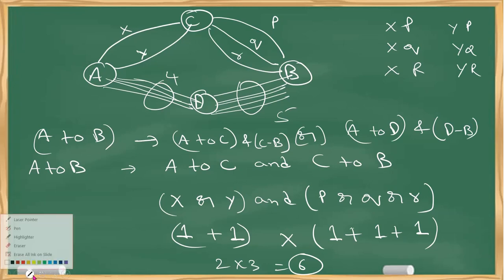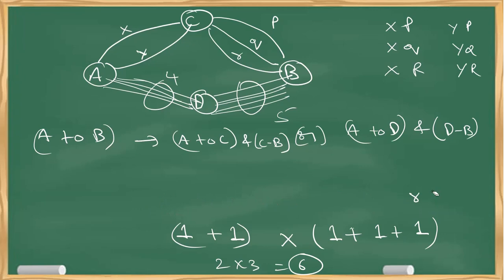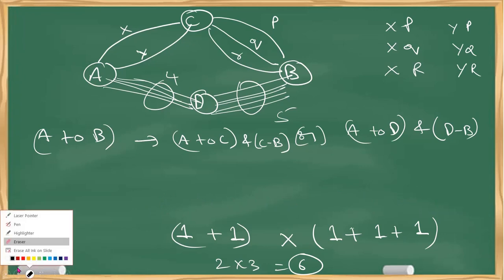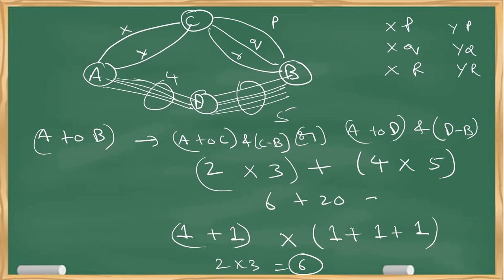Okay. So, let me erase this so that I can take the next step. Now, A to C, there are two possible ways, and C to B, there are three possible ways. Or, that is plus, A to D, there are four possible ways. D to B, there are five possible ways. So I'll get 6 plus 20. So there are 26 possible ways of traveling from A to B.